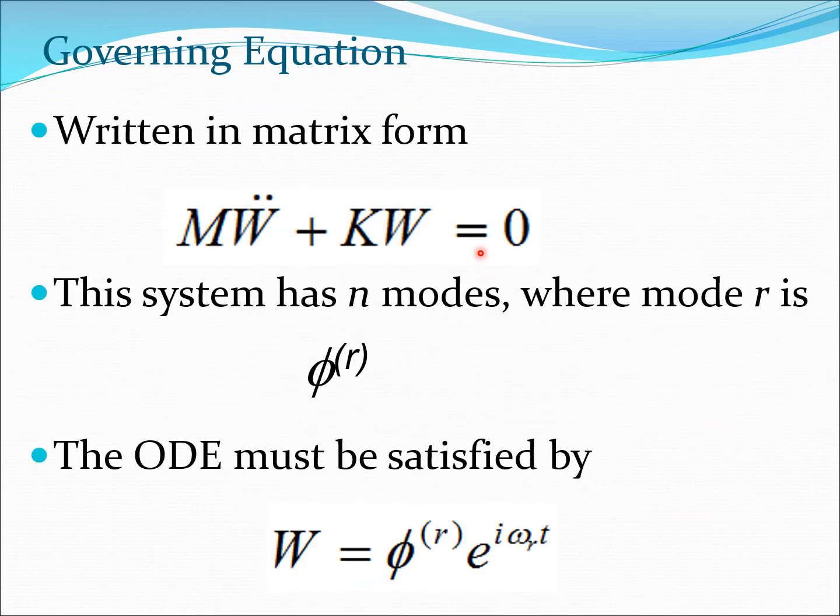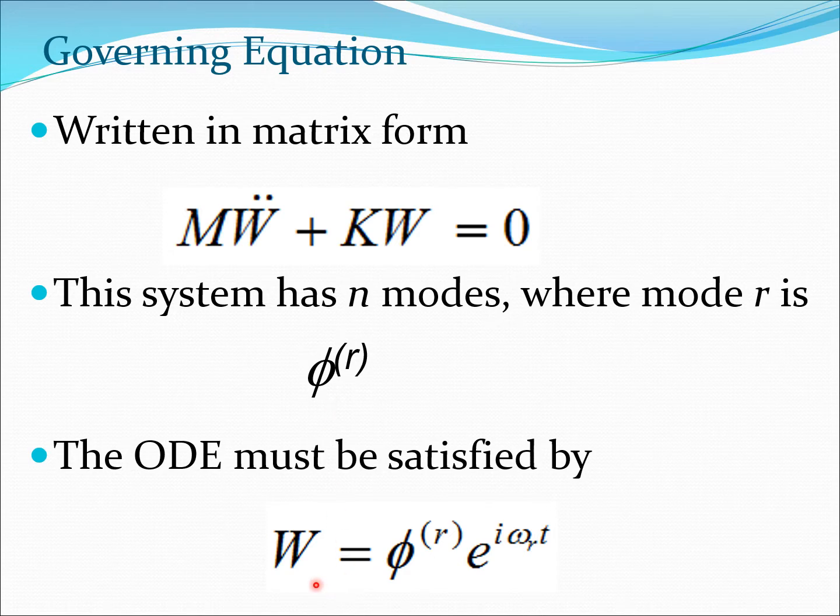Now once we have got the governing differential equation for this multi-degree of freedom system, we can get its frequencies and its mode shapes. Now this system has n modes. So we can say that any mode number r is given by phi superscript r. So this notation means that it is the mode number r for the corresponding system. Now from the definition of the mode, we know that this mode is a solution of the differential equation, and therefore any mode must satisfy the differential equation.